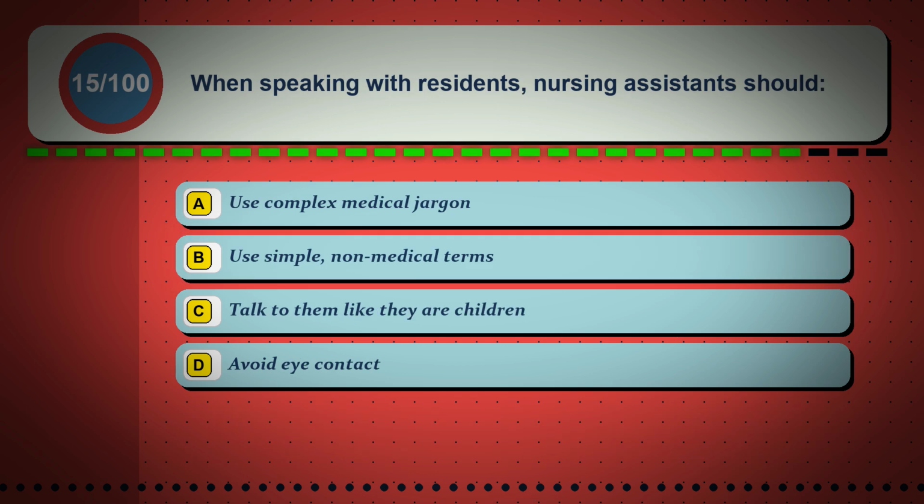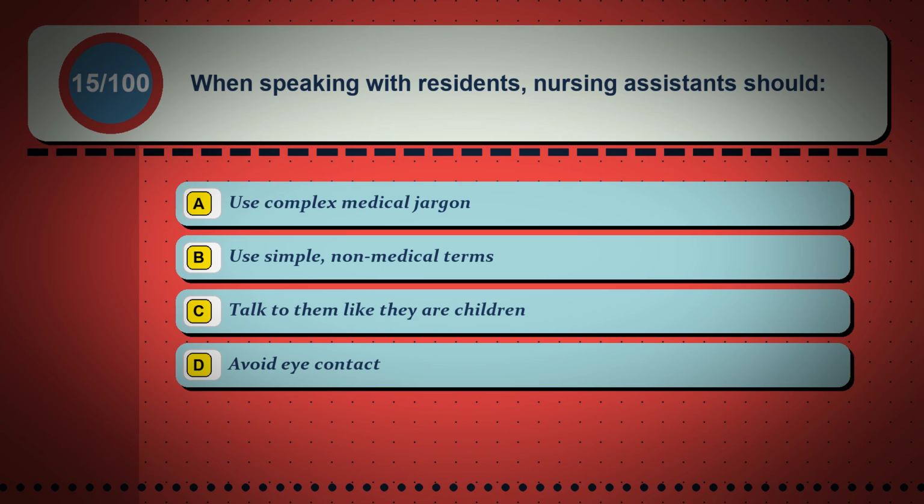Question 15. When speaking with residents, nursing assistants should: Option A. Use complex medical jargon. Option B. Use simple, non-medical terms. Option C. Talk to them like they are children. Option D. Avoid eye contact.